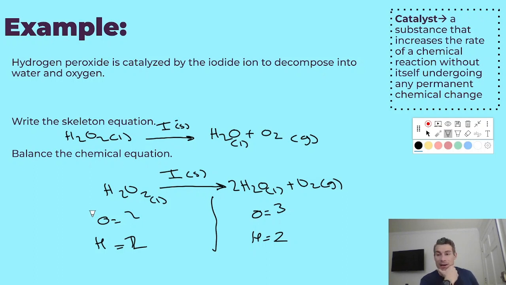That is going to give us 4 oxygens, 2 oxygens in this water, and 2 oxygens in the diatomic molecule oxygen. And then we're going to have 4 hydrogens. Now that we have 4 and 4, we're going to go back to the reactant side, and we are going to put a 2 here. Suddenly, we have 4 hydrogens, much like the product side. And we have 4 oxygens. Awesome. That is now balanced.